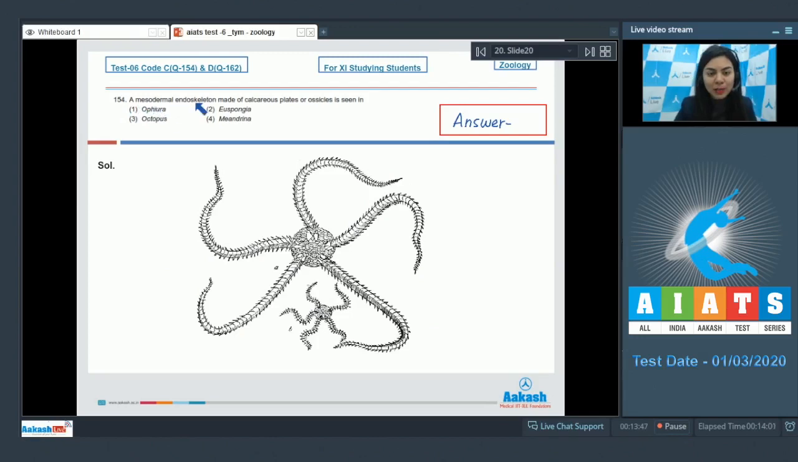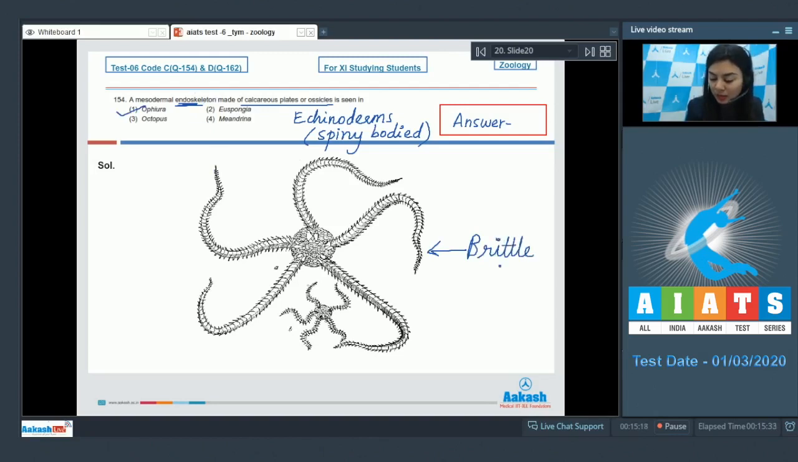Question 154. A mesodermal endoskeleton made of calcareous plates or ossicles is seen in Ophiura, Euspongia, octopus, Meandrina. We know that calcareous plates or ossicles are features of echinoderms. Thus, the echinoderms are also called spiny bodied. And these ossicles are mesodermal in origin and they make up the endoskeleton of the organism. Among the given options, Ophiura, which is also called brittle star, is an echinoderm and possesses these calcareous plates on its body known as ossicles.